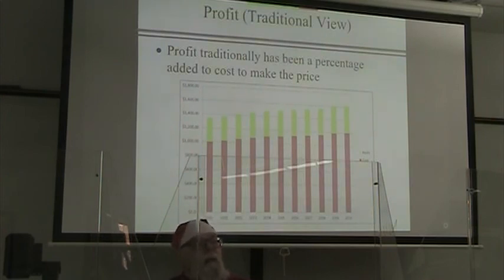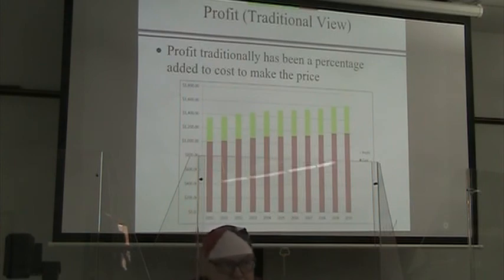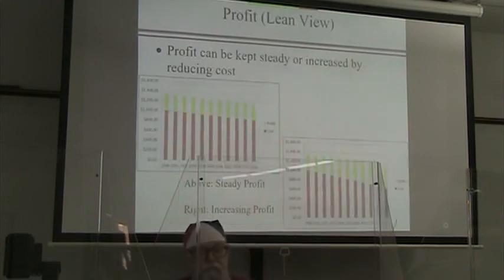All right, so traditionally we think of profit as something that we make by adding it on to the cost of doing business, making our products, delivering our services. But the lean view of profit is that we can make profit even as we reduce the cost, both to ourselves and to the customers. So this graph shows profit staying steady over time while the cost is going down. And over here we show the cost going down and profit rising from continuing to reduce the cost of delivering those goods or services.